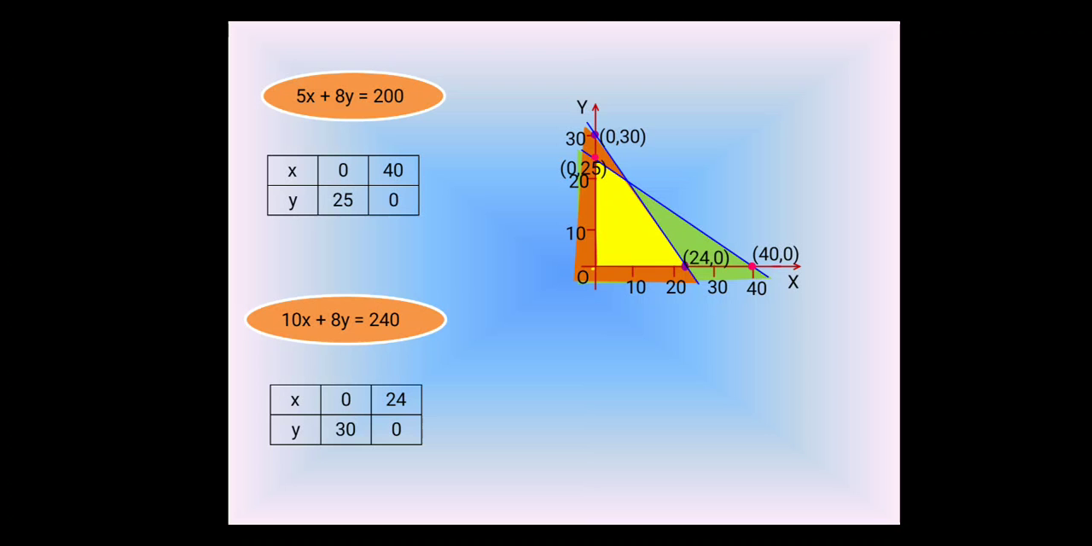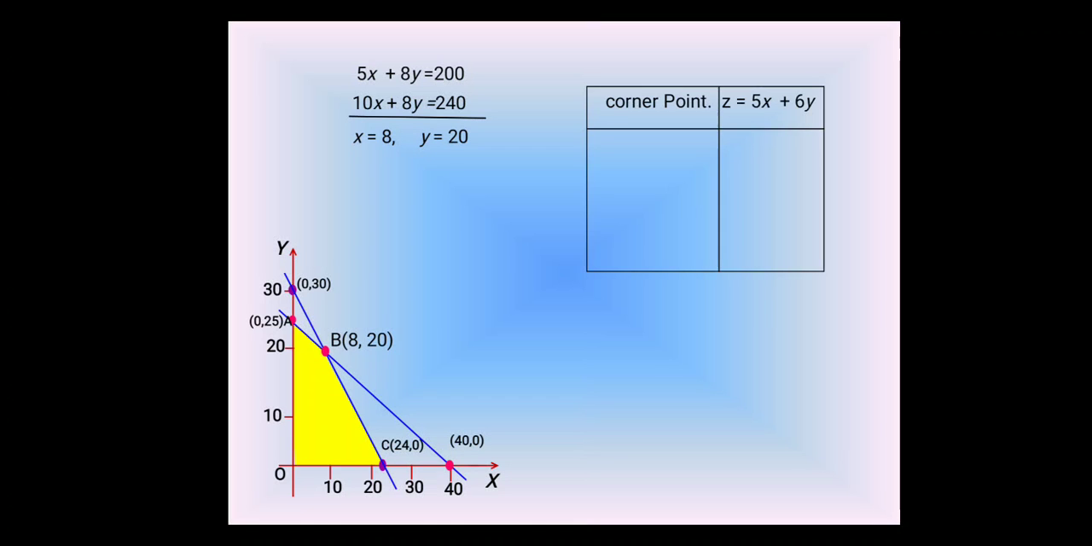Here the yellow region shows the feasible region. Hence we have to find the intersecting point of these 2 lines, that is 5x + 8y = 200 and 10x + 8y = 240. On simplifying we get x as 8 and y as 20. Therefore B has coordinates (8, 20). The corner points are E (0, 25), B (8, 20), C (24, 0) and O (0, 0).